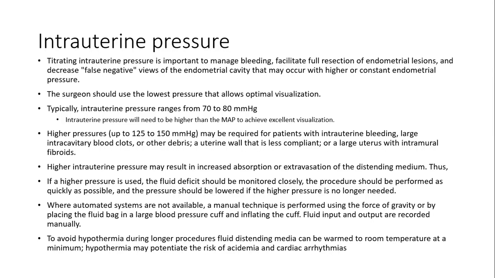So you want to maintain your intrauterine pressure slightly above the patient's mean arterial pressure. That's around 70 to 80 millimeters of mercury. Higher pressures should only be used for a very short time, where the patient is maybe bleeding, or where there are very large clots and debris, or where the uterus is just not compliant. But we know that higher pressures are going to increase the risk of complications.